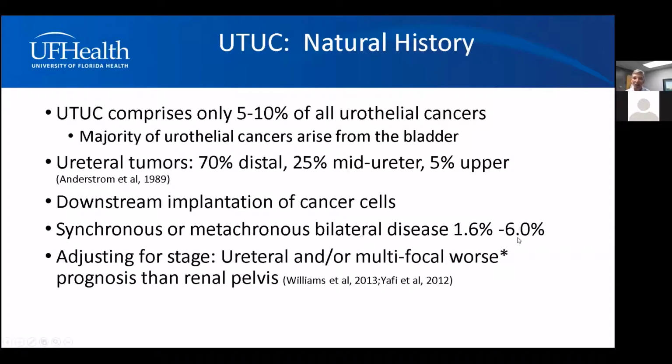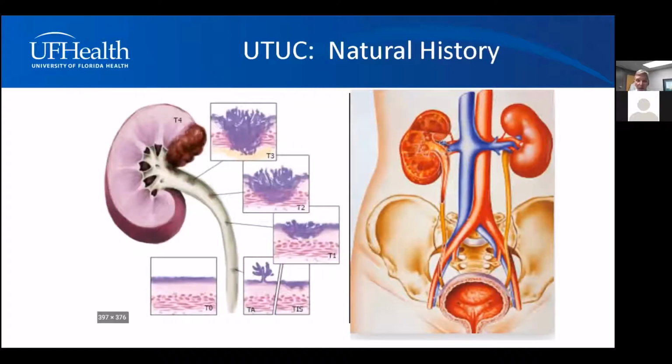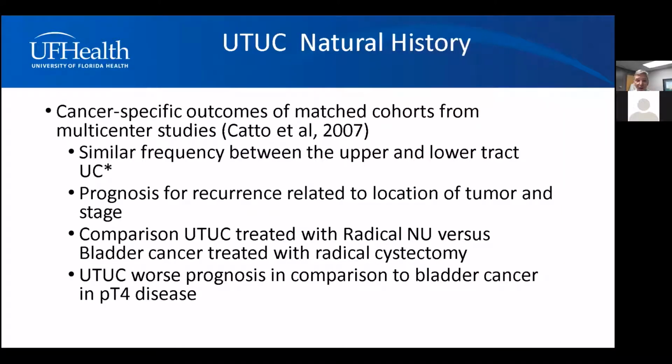bilaterally, up to 6%. Adjusting for stage, ureteral and multifocal disease have a worse prognosis than the renal pelvis. And this just makes those points again. So, more about natural history.